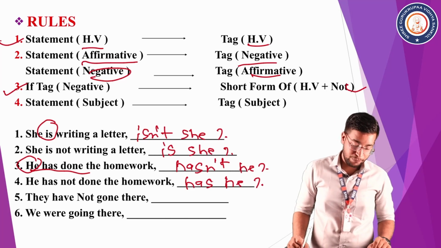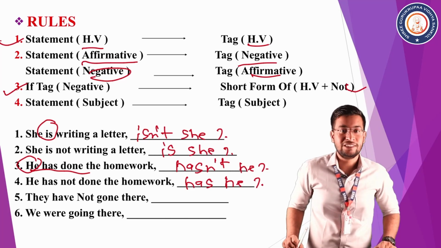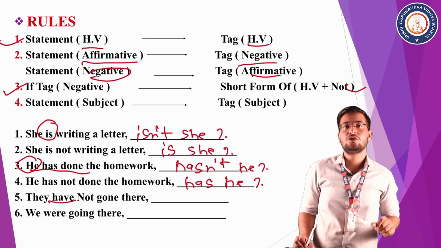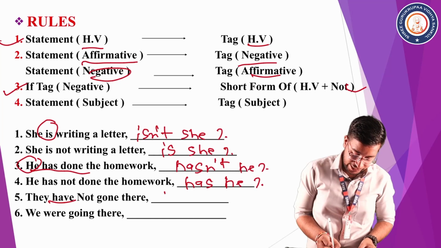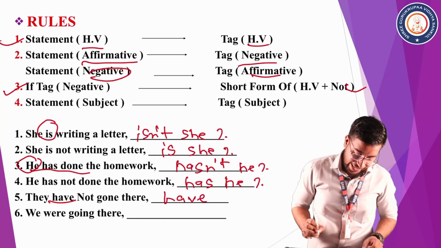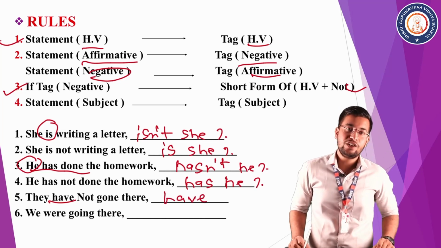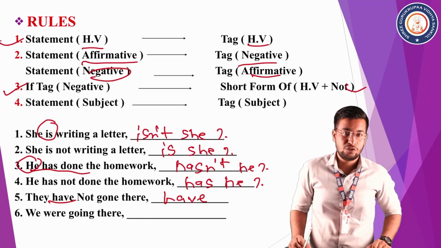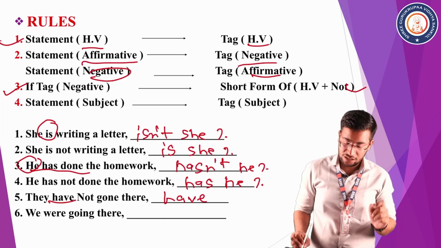Now, the fifth example, they have not gone there. So, in this example, have is our helping verb. So, we will write have as it is. And then, because it is a negative sentence, have will remain have only. And at the end of this tag, we will use they as a tag.